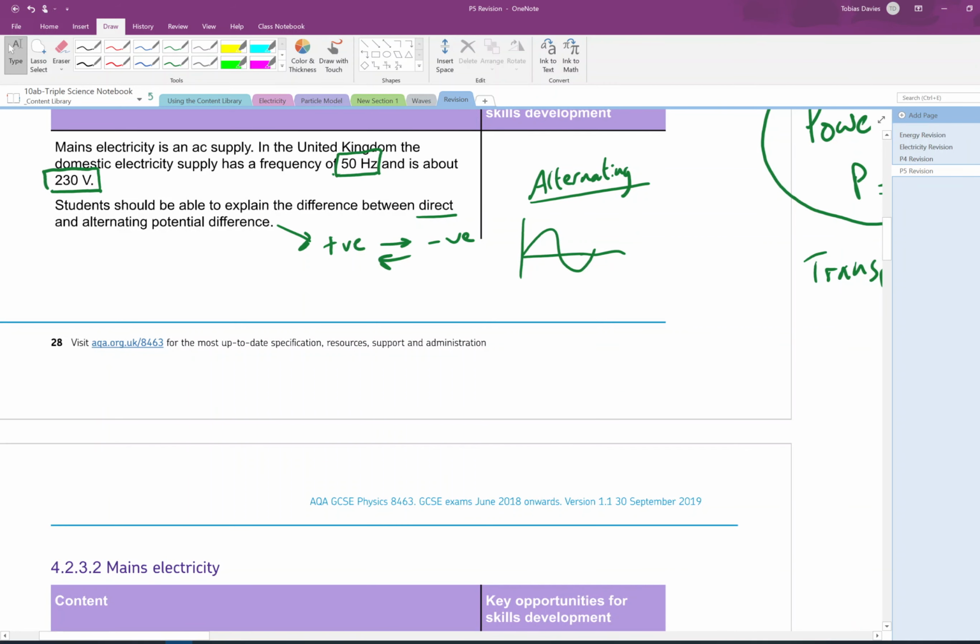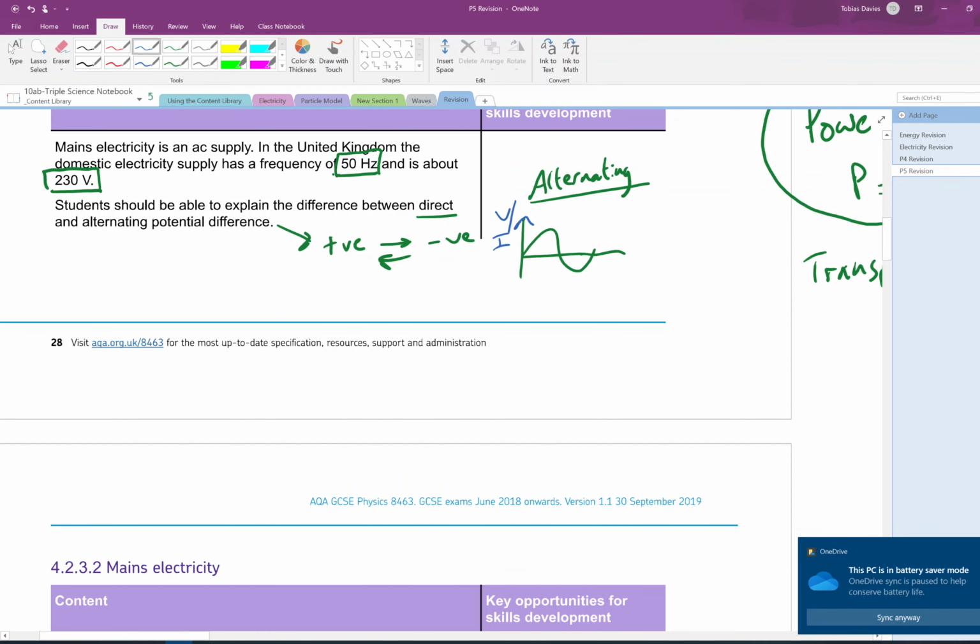an alternating potential difference goes positive, negative, positive, negative, positive, negative. So when you look at it, it looks a little bit like a wave. So the voltage or the current would be going positive and negative. It would be getting bigger and smaller, bigger and smaller. So it has constantly changing values, and it's constantly changing direction.